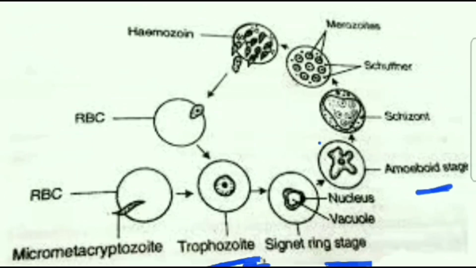Sometimes some merozoites produced in erythrocytic schizogony reach the liver cells and undergo schizogonic development in liver cells. This is referred to as post-erythrocytic schizogony.